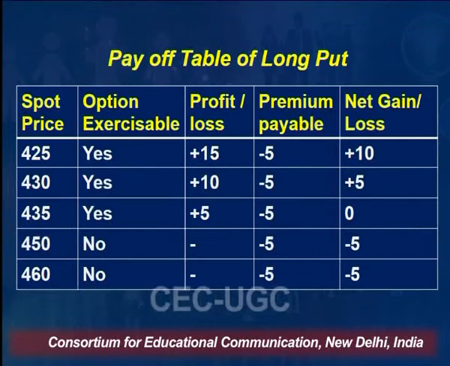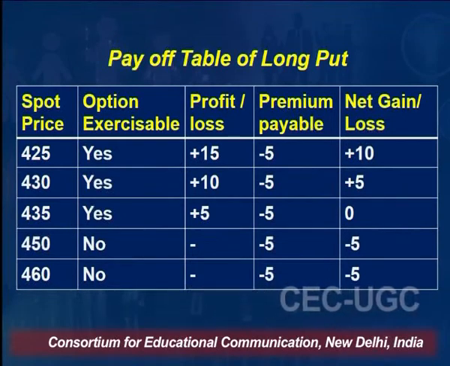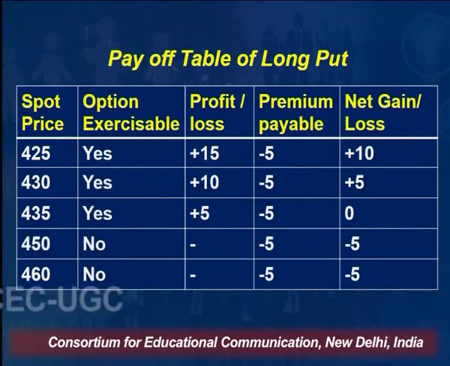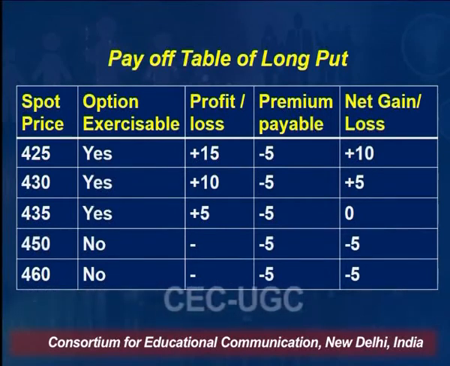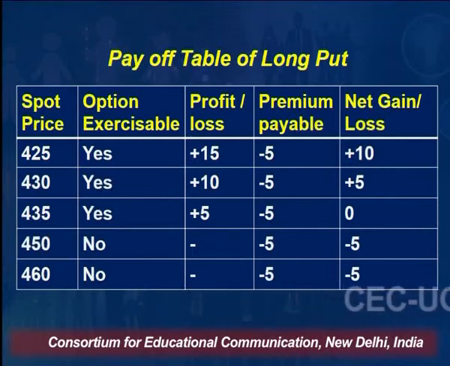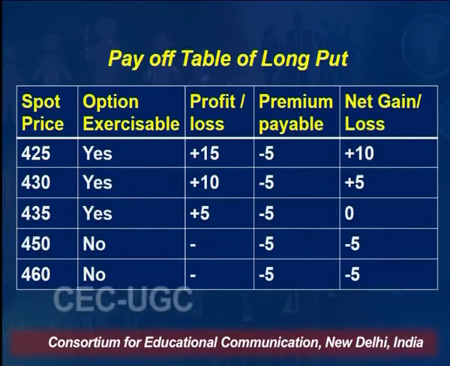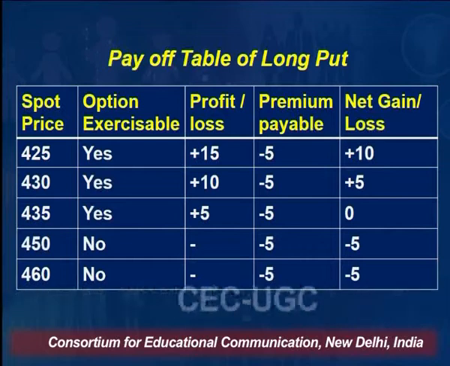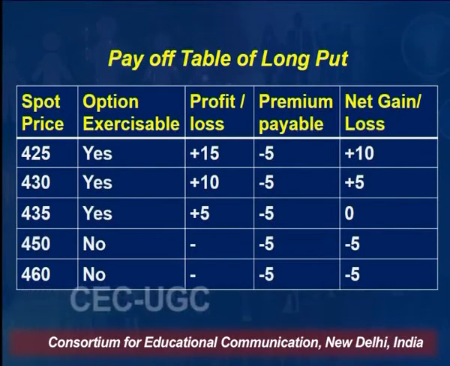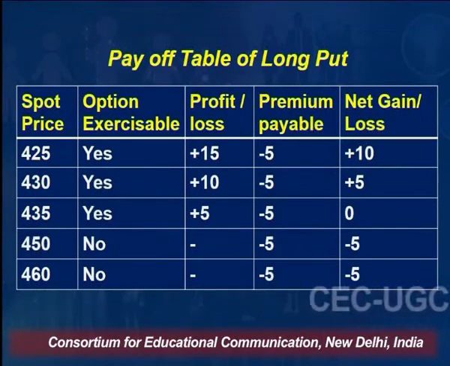If it is 430, right? Then the profit will be 10 rupees, the premium paid is 5 rupees, so the net gain will be 5 rupees. At 435 rupees, the person will break even, because the sale price is 440 rupees and 5 rupees has already been paid as premium.